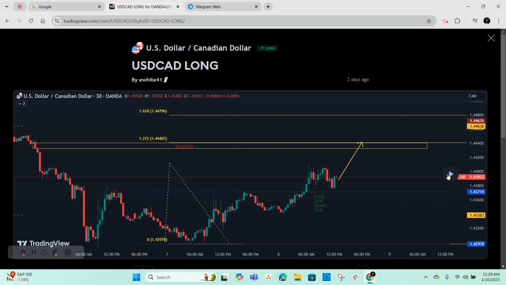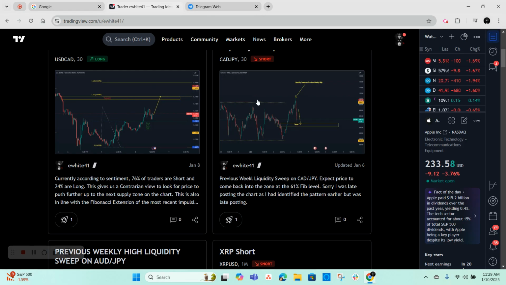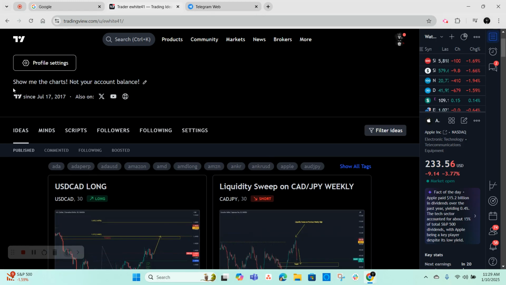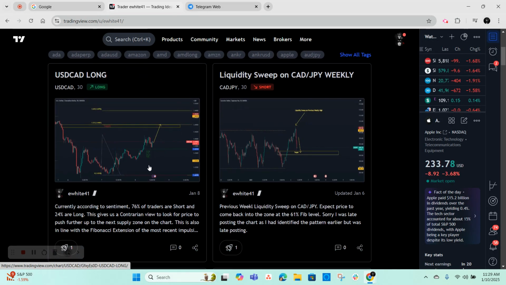All right, so I'm going to go ahead and play this out so you can see it. This is the timestamp. You see up here at the top, it says 2 days ago. This is why I love Trading View. All right, let me go back right quick and show you something. Right here, show me the charts, not your account balance. All right, this is what I mean by this.